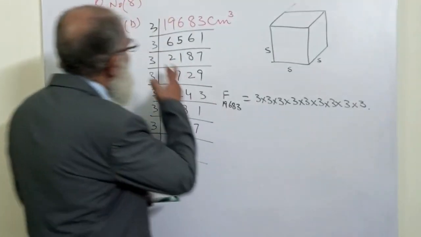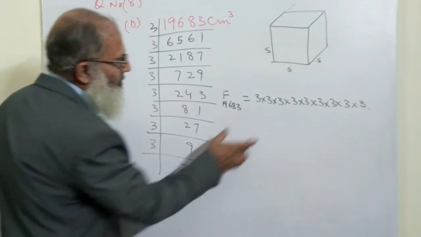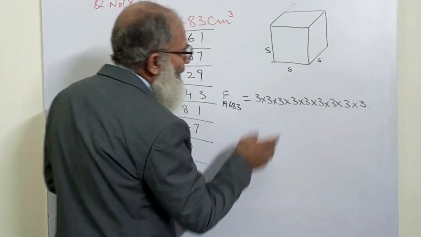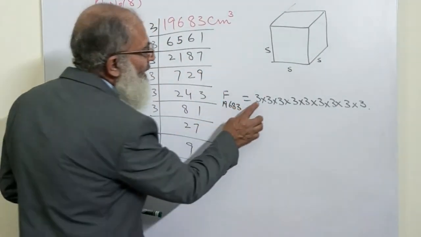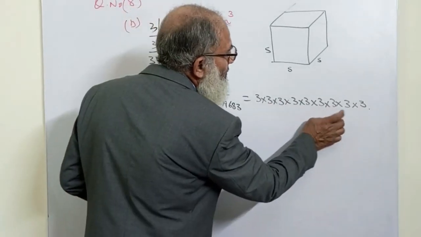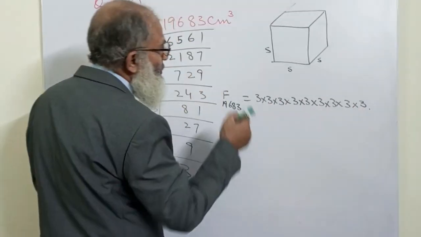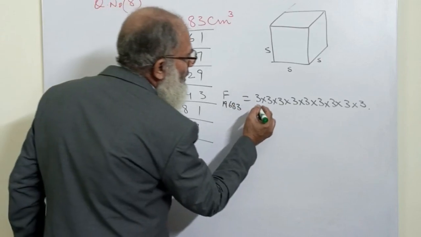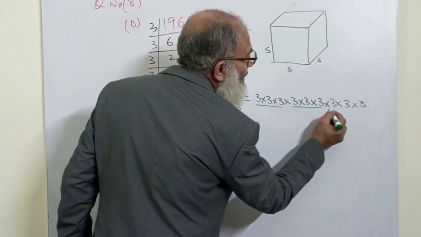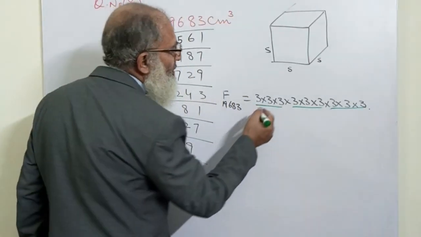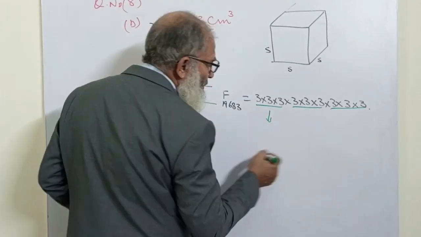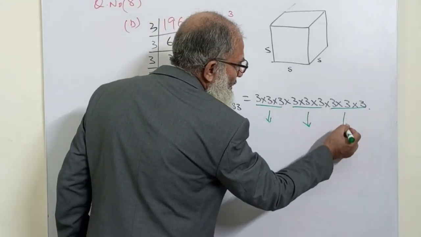So my dear students, you see that after a long calculation, what I had here is 9 threes. Since we have to find the cube root, we make groups of three threes: one 3 from here, one 3 from here, and one 3 from here.